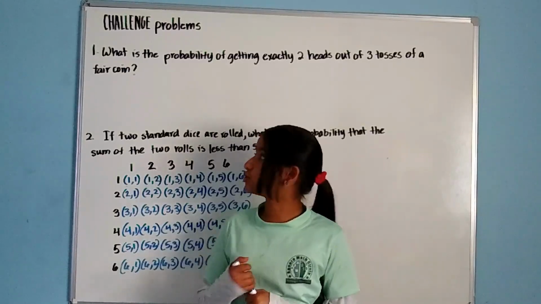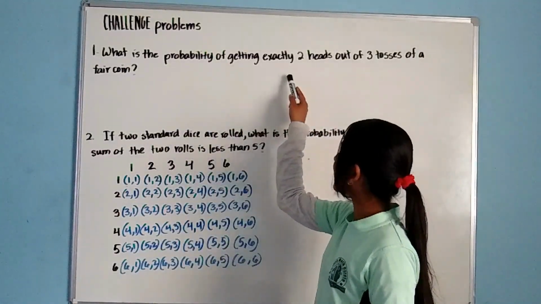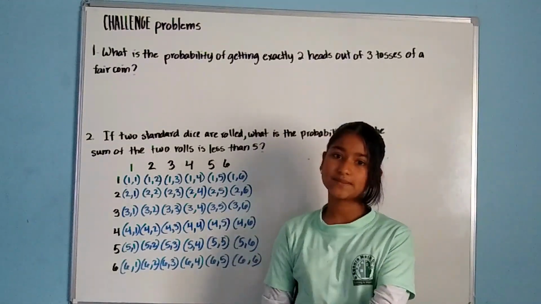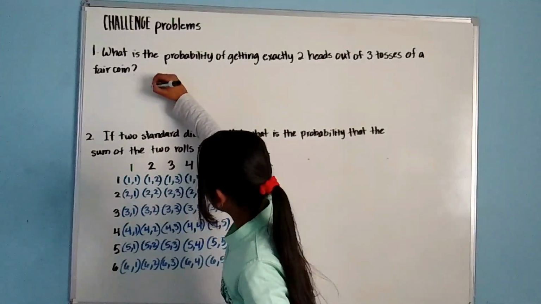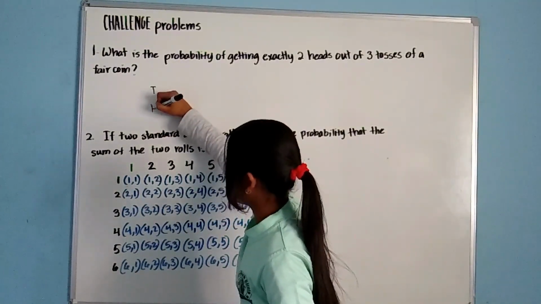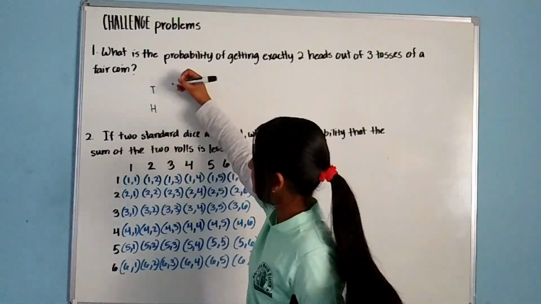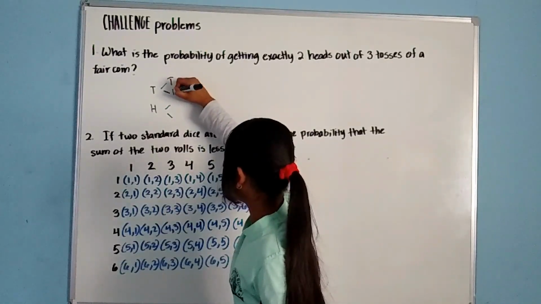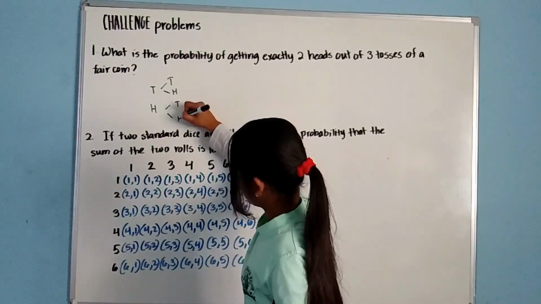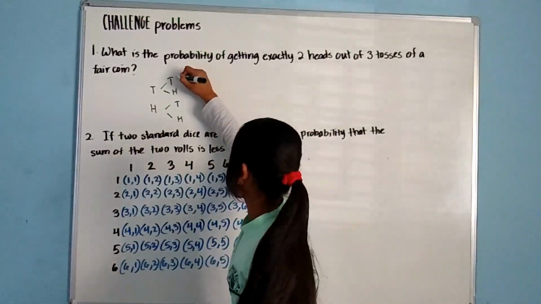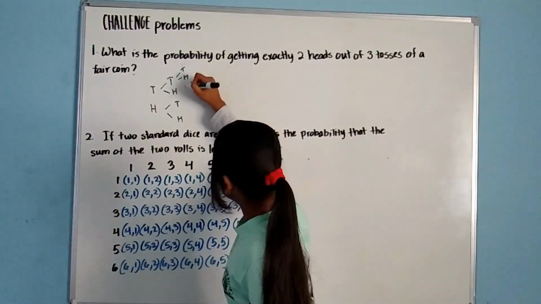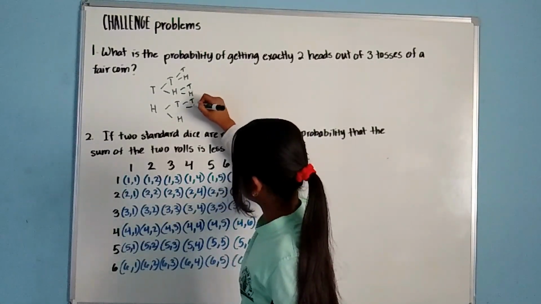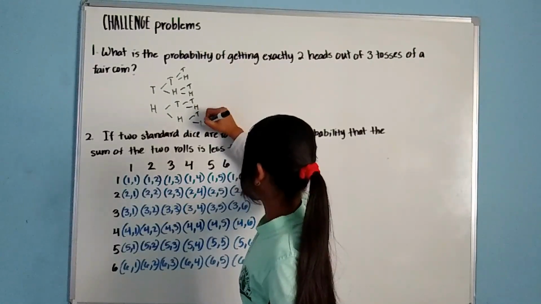So now let's do some challenge problems. What is the probability of getting exactly 2 heads out of 3 tosses of a fair coin? Now to solve this problem, let's make a tree diagram. So at the start, we have a T and an H, representing tails and heads. Now we can branch out and have another tails and heads, and we could have another one for each of these. Tails, heads, tails, heads, tails, heads, tails, heads.